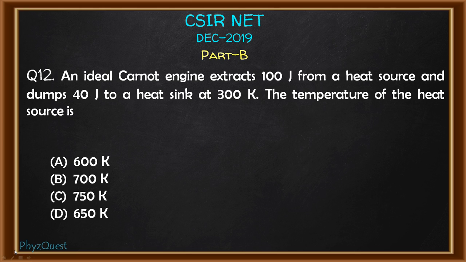So the question is, an ideal Carnot engine extracts 100 joule from a heat source and dumps 40 joule to a heat sink at 300 Kelvin. We need to find out the temperature of the heat source. 4 options are given and we need to find out which is the correct option.